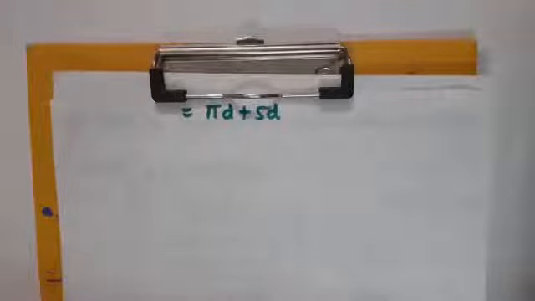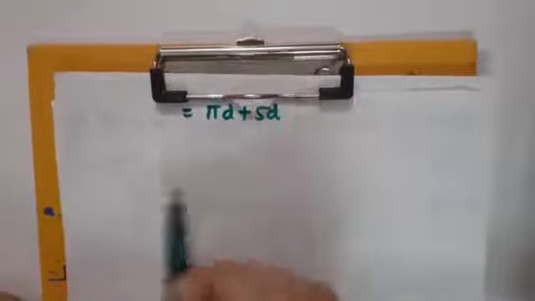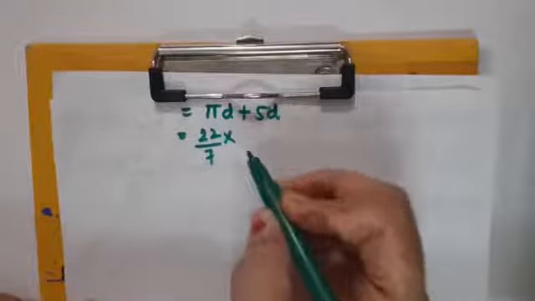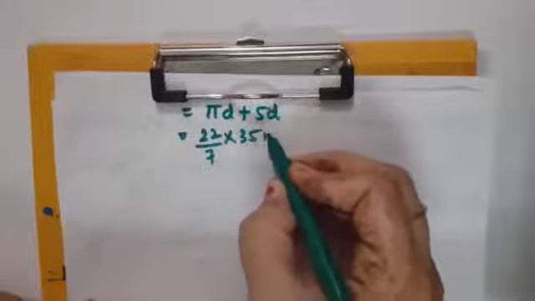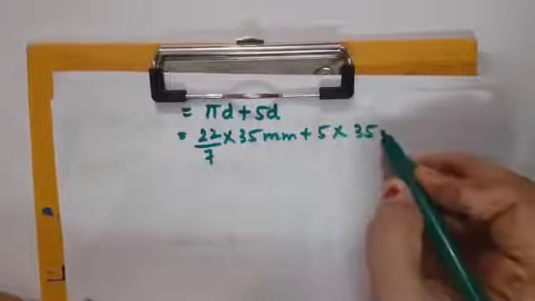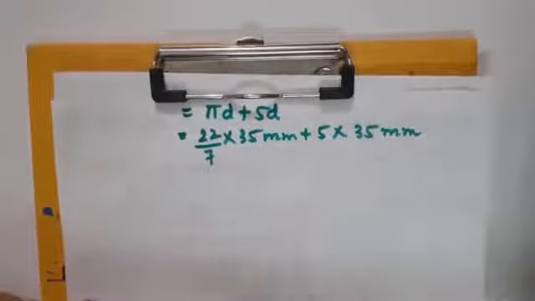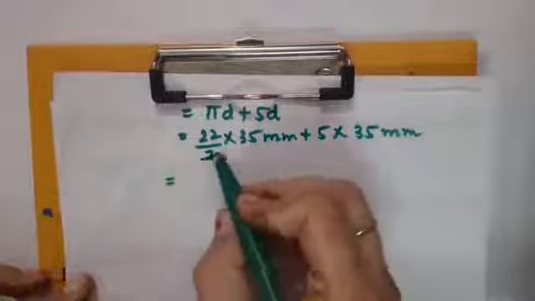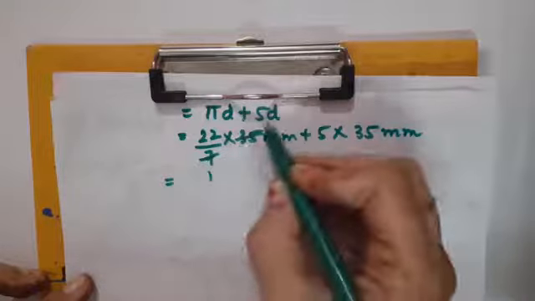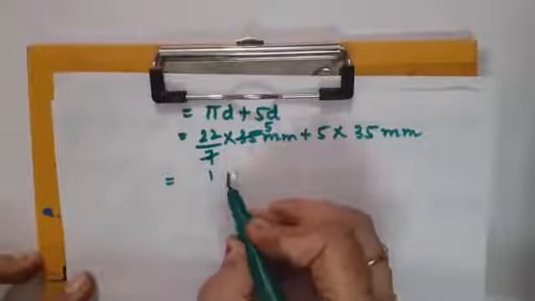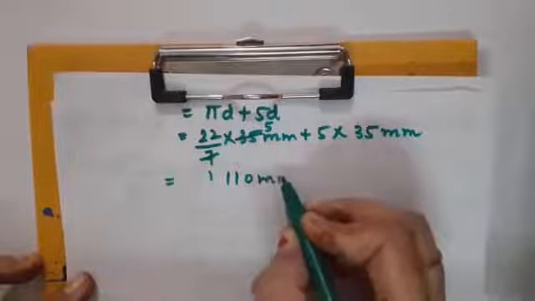So children, length of the silver wire is equal to pi d plus 5d. The value of pi I am going to put is 22/7, and diameter is given 35 mm, plus 5 into 35 mm. Got it? 5 ones are 5, 7 ones are 7, 7 5s are 35. So multiply them. 22 into 5, that is 110 mm.